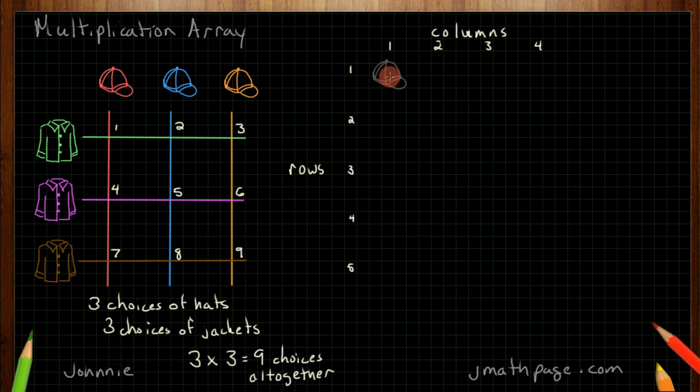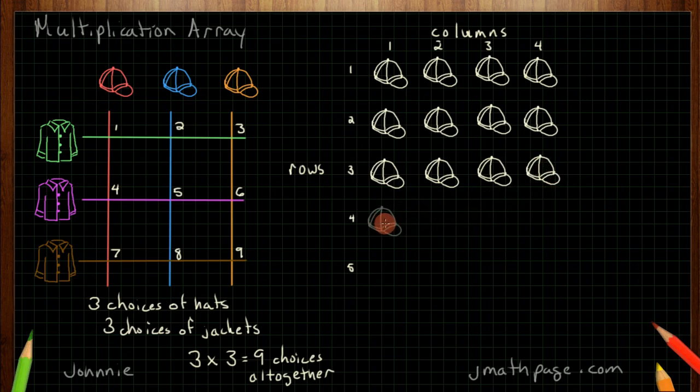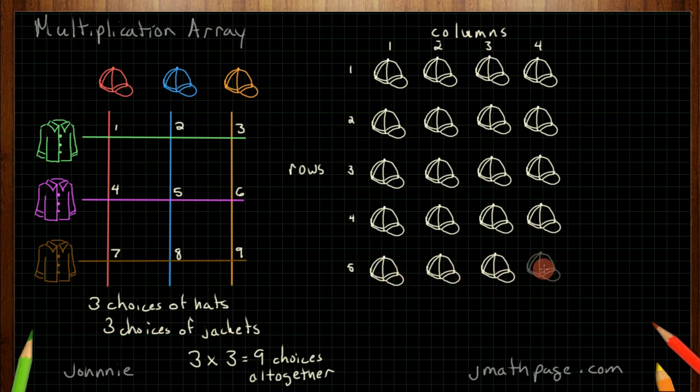All right, so this first row I'm going to fill with hats. How many hats will be in the first row? 1, 2, 3, 4 hats. In our second row, again, 1, 2, 3, 4 hats. In our third row, 1, 2, 3, 4 hats. In our fourth row, 1, 2, 3, 4 hats. In our fifth and last row, 1, 2, 3, 4 hats. Now we've made our array.